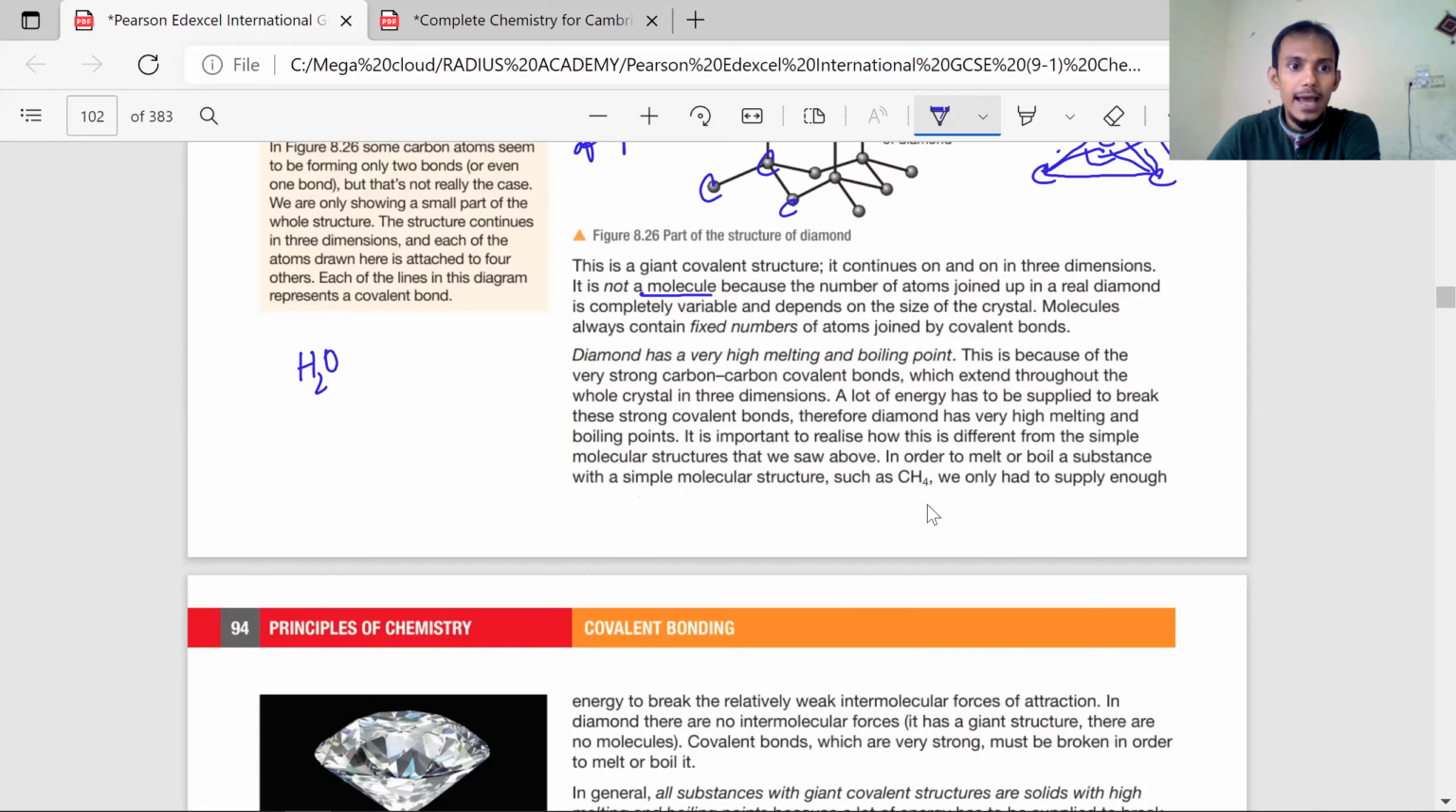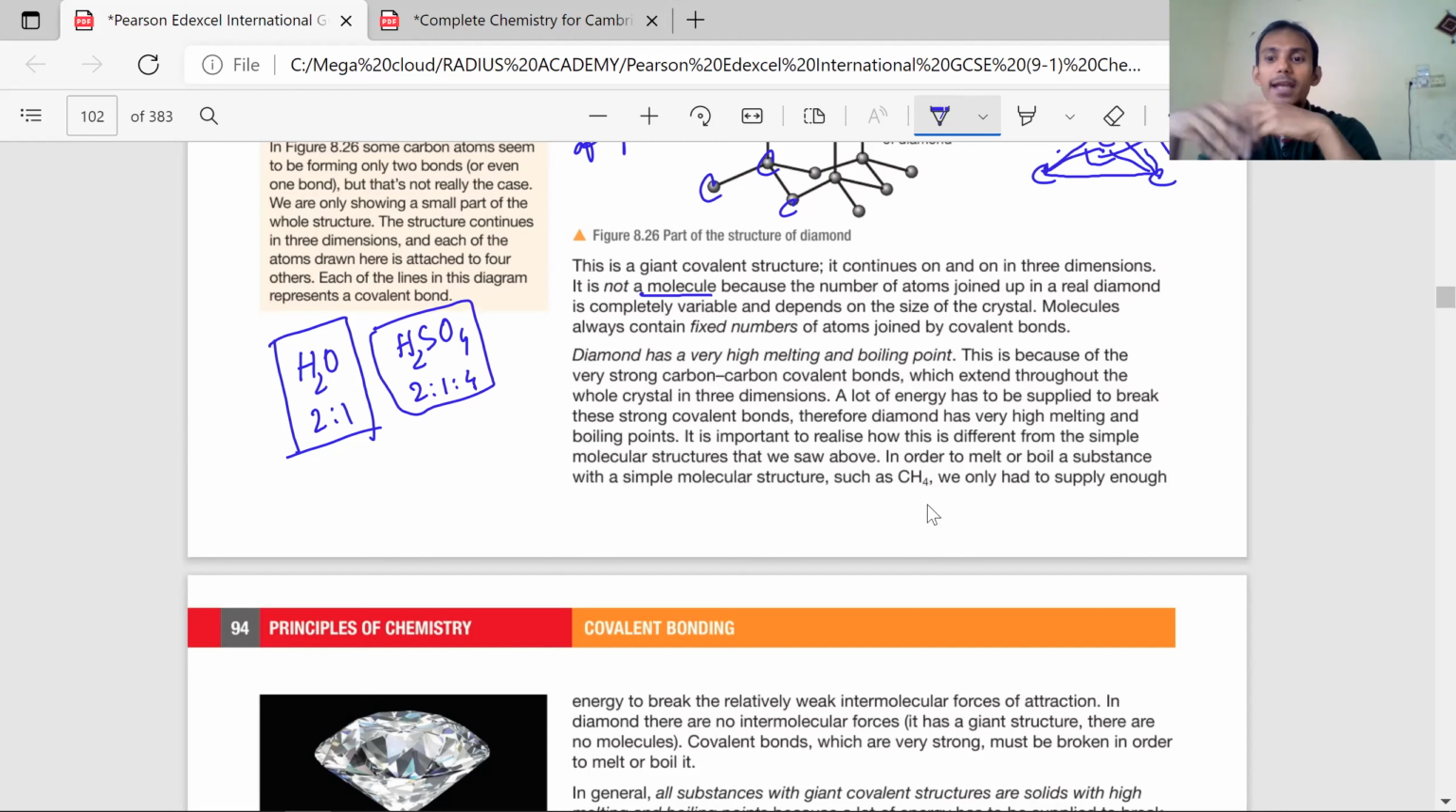Why? Because in a H2O molecule, the hydrogen and oxygen number is always 2:1. It's fixed. It will never change. Do you understand? Yes, sir. Right. In sulfuric acid, the ratio of hydrogen, sulfur, and oxygen is 2:1:4. So it is fixed. So they are molecules. But diamond, if a diamond is big, there will be many carbon atoms. If diamond is small, there will be less carbon atoms. So the number of carbon atoms in diamond is never fixed. ঠিক আছে?